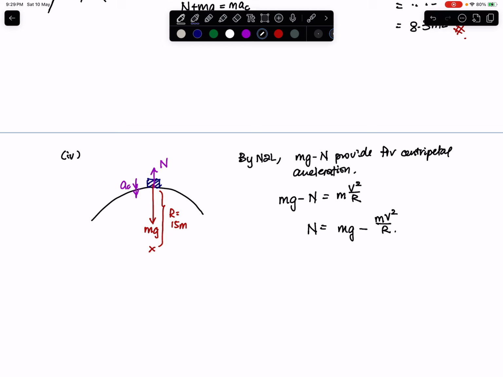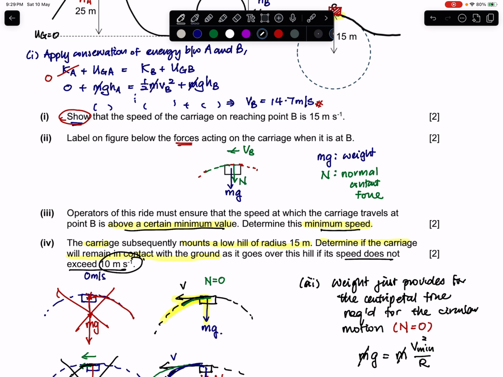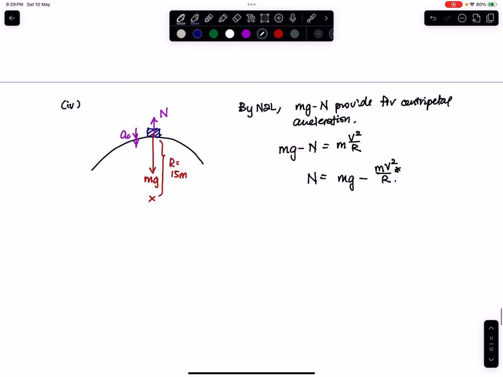Alright, what we will need is the velocity at point B. According to the question, if you read carefully, the speed does not exceed 10 meters per second. So we're going to use that as the limit. We'll put that in, and take out m. We'll have 5.0 times 10 to the power of 2, times 9.81 minus 10 squared over the radius of curvature, which is 15.